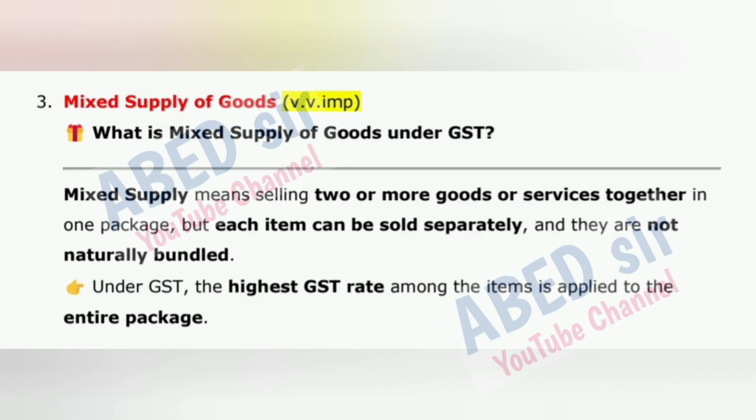What is mixed supply of goods under GST? Mixed supply means selling two or more goods or services together in one package, but each item can be sold separately, and they are not naturally bundled. Under GST, the highest GST rate among the items is applied to the entire package.